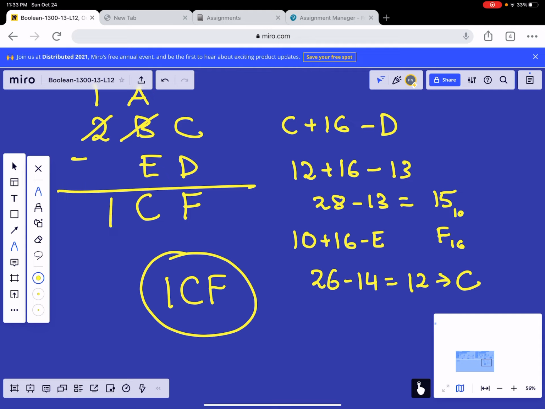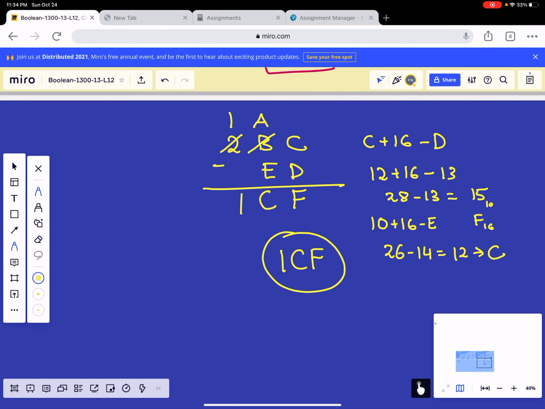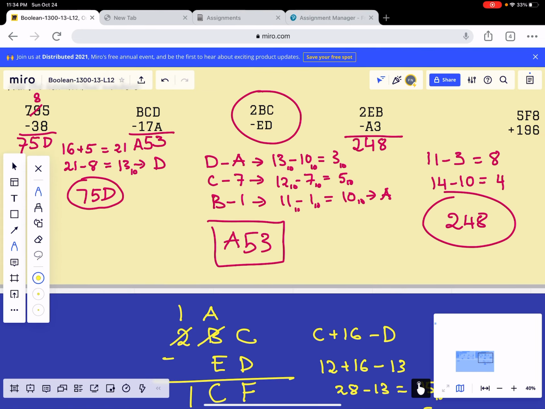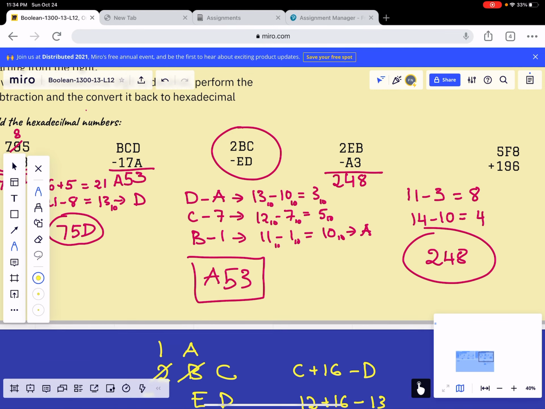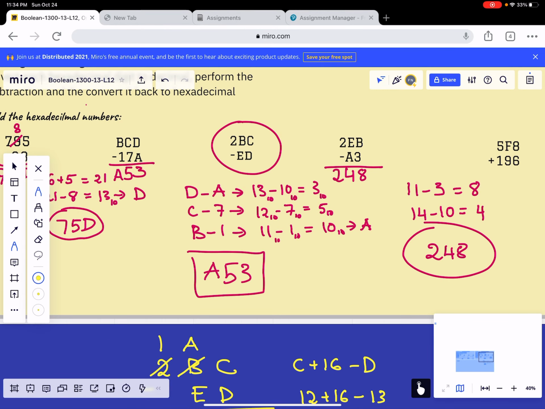All right, so that's all the problems that you need to do today. There are 10 problems on this unit. Make sure that you complete that, save it as PDF, and post it on Canvas. As always, email me if you have any issue or problem.